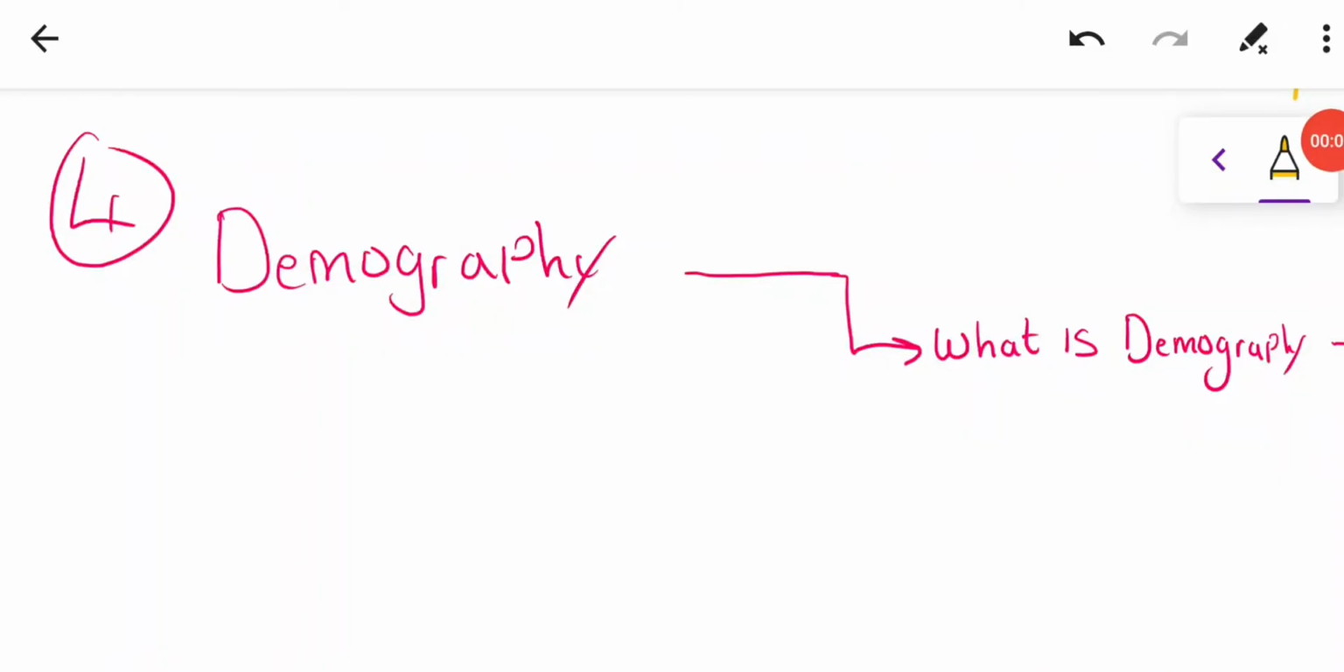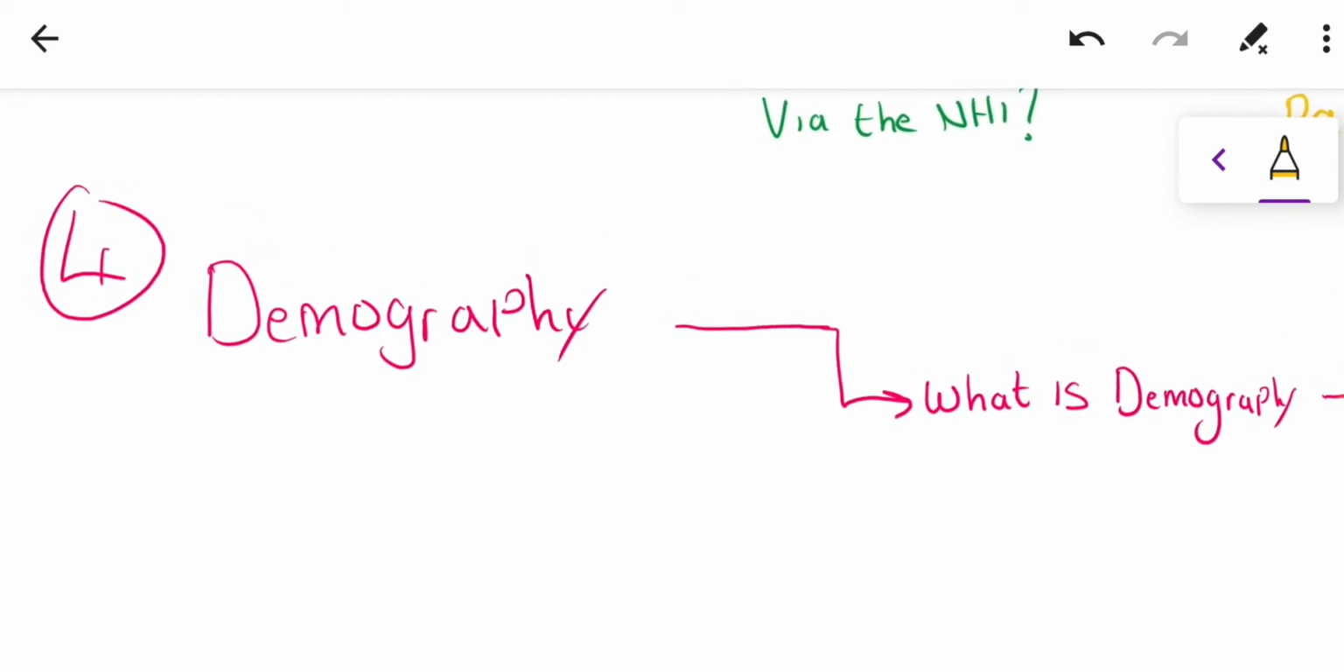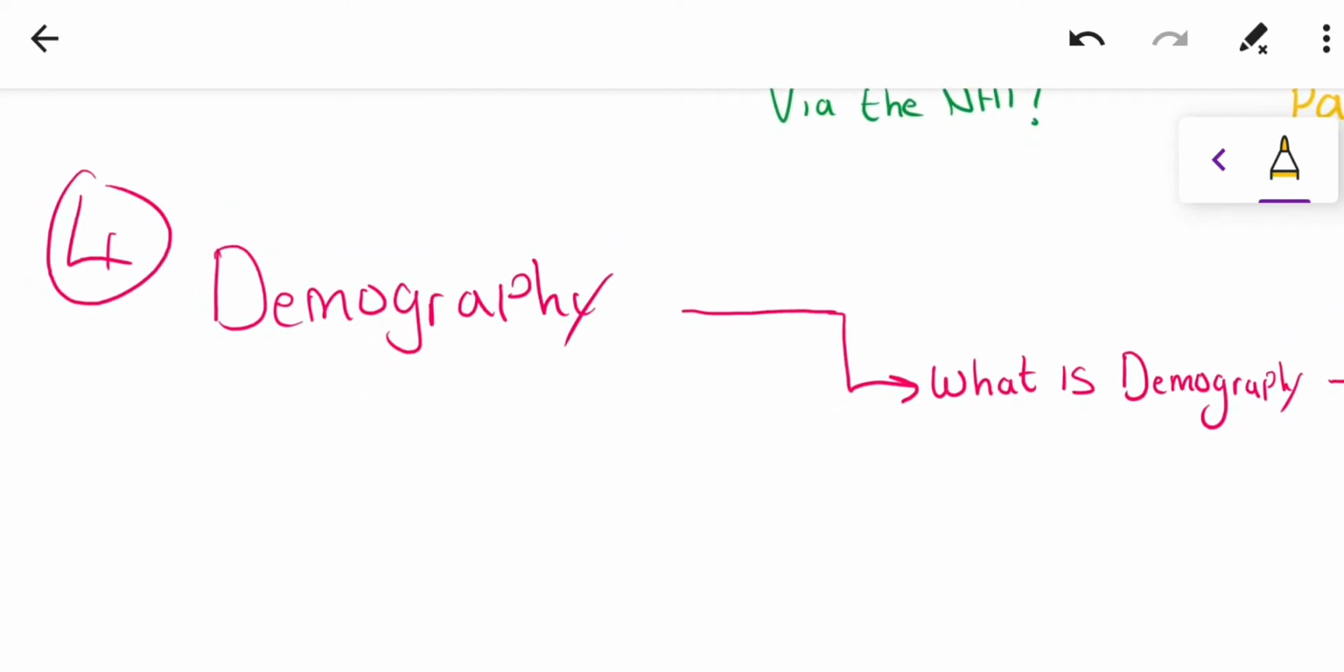Okay, now this is part 2. So let's carry on. The fourth question here, demography. Now, demography is not so much of a hard question. It's just, as I was saying before, they can add one or two things onto it just to make it awkward for you.